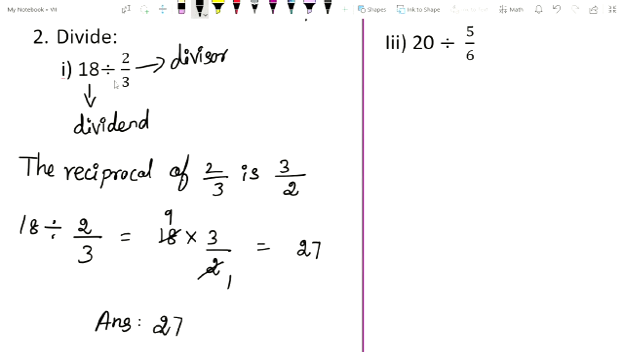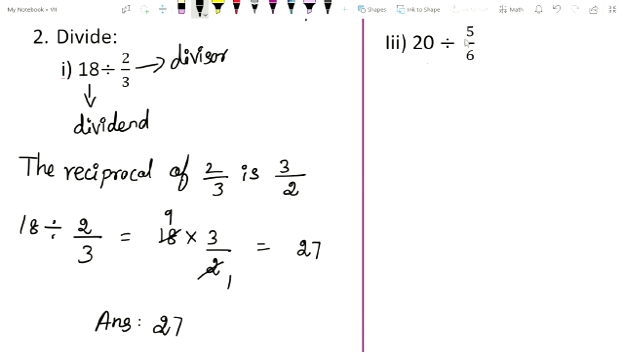So 18 divided by 2 by 3. 2 by 3 is the divisor. 18 is the dividend. The reciprocal of 2 by 3 is 3 by 2. So 18 divided by 2 by 3 equals 18 into 3 by 2. 2 ones are 2. 2 nines are 18. 9 threes are 27. 27 by 1, what you will get, children? 27 only. So what is the answer? 27. Okay, let's move on to the next question.